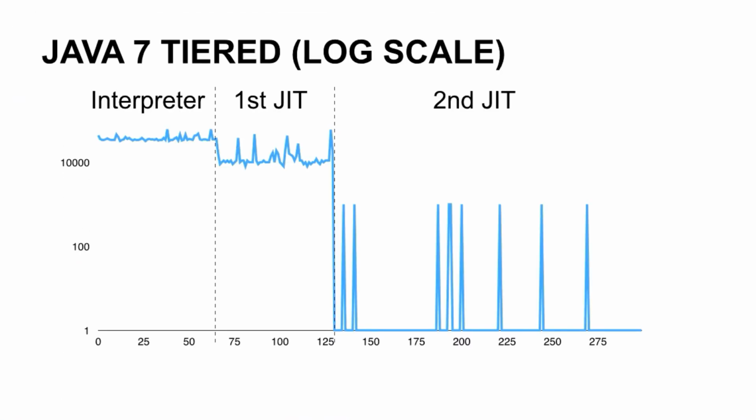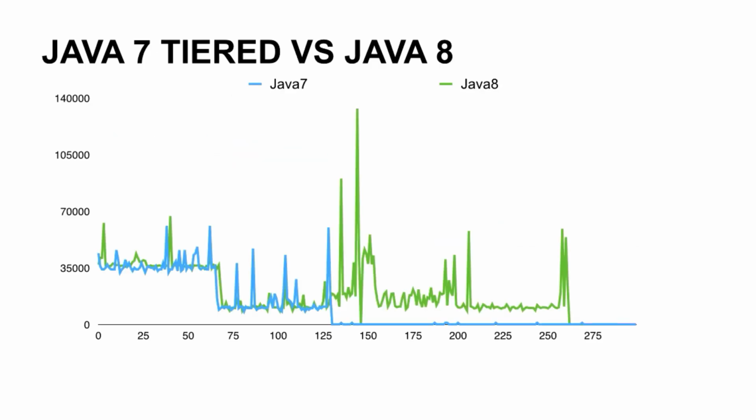And when we plot that run, our numbers start to look a little closer to what we saw in Java 8. We see an interpreter phase, we see a first JIT phase, and we see a second JIT phase. It still looks a little weird because of those multiples of 1,000 only. But when we overlay this on top of the Java 8 run, we still see a slight difference. The interpreter phases end at about the same point in time in both runs. But in Java 7, the final phase happens a little sooner than it does in Java 8.